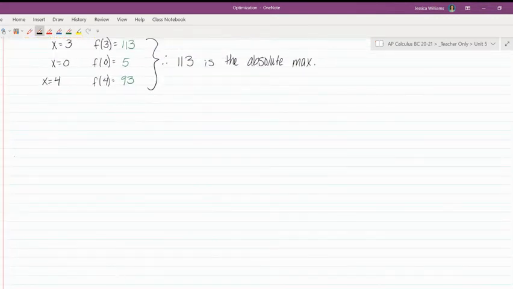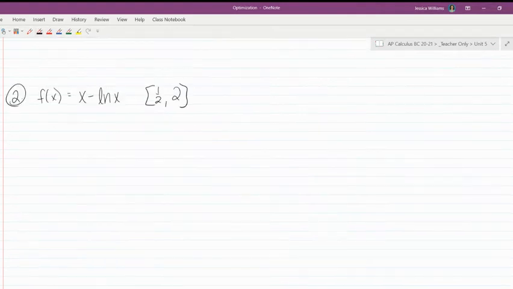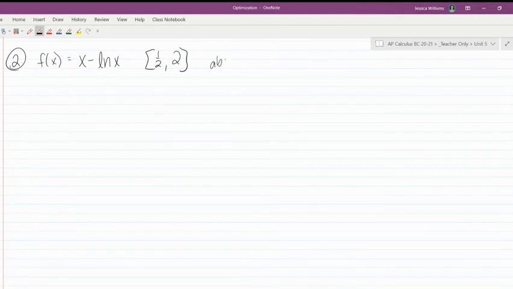All right, here's your other one. Same thing. Here's f of x equals x minus natural log of x. We're going to be on the interval from 1/2 to 2. And we are again going to find the absolute max. So let's start by taking a derivative. 1 minus 1 over x. We're going to take that derivative and set it equal to 0 to find our critical points. So if I add and multiply, I get x equals 1.